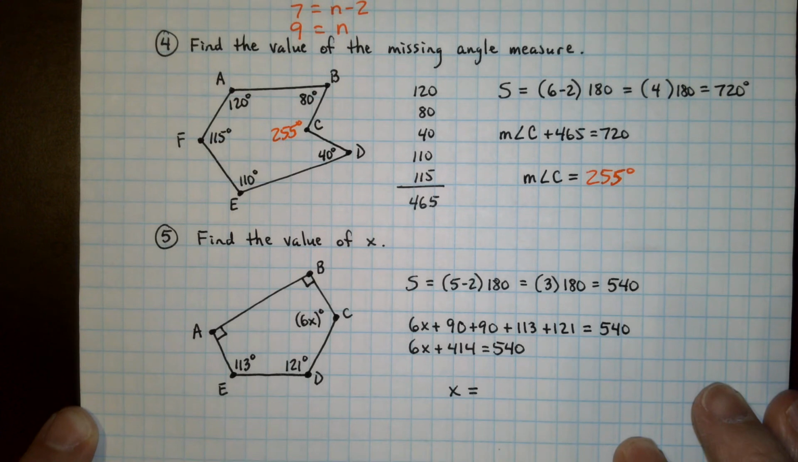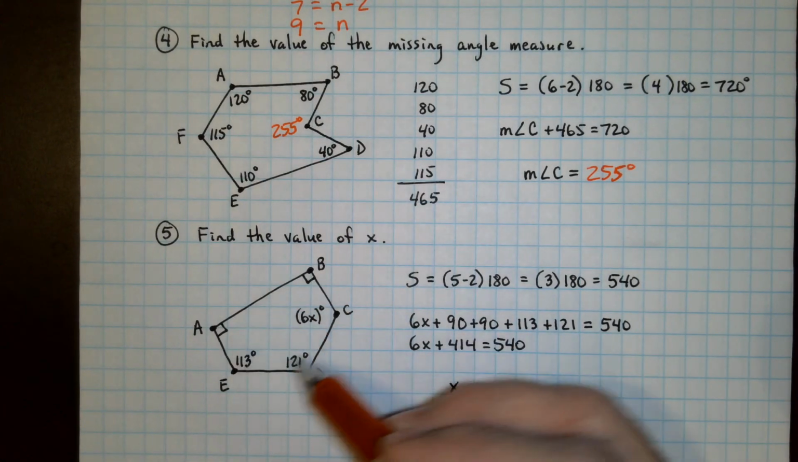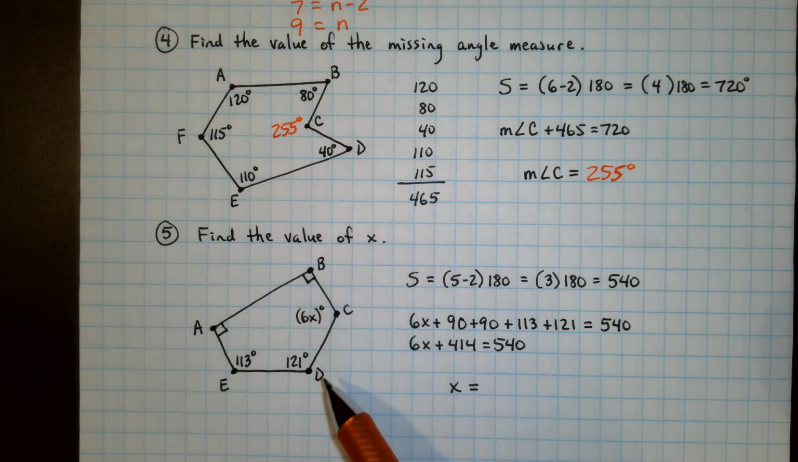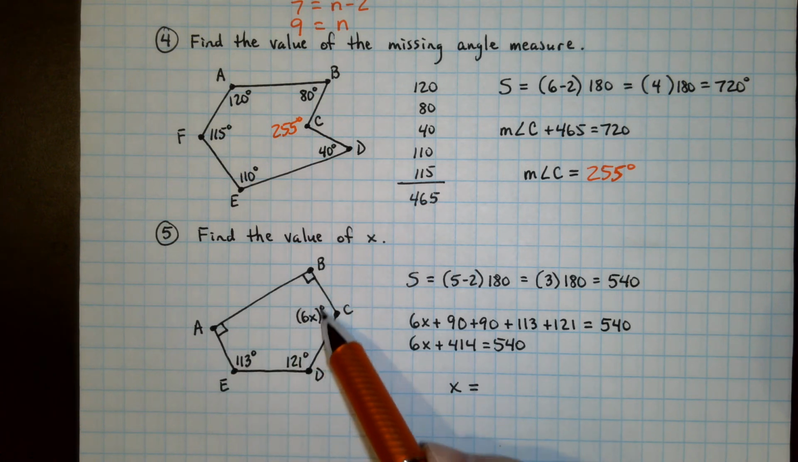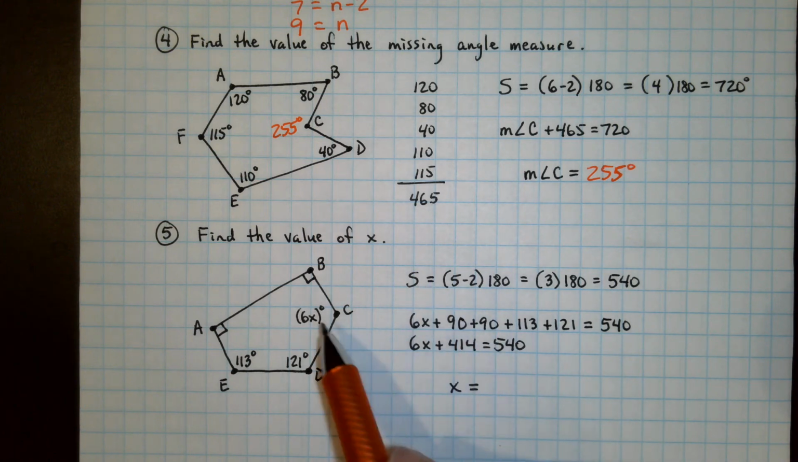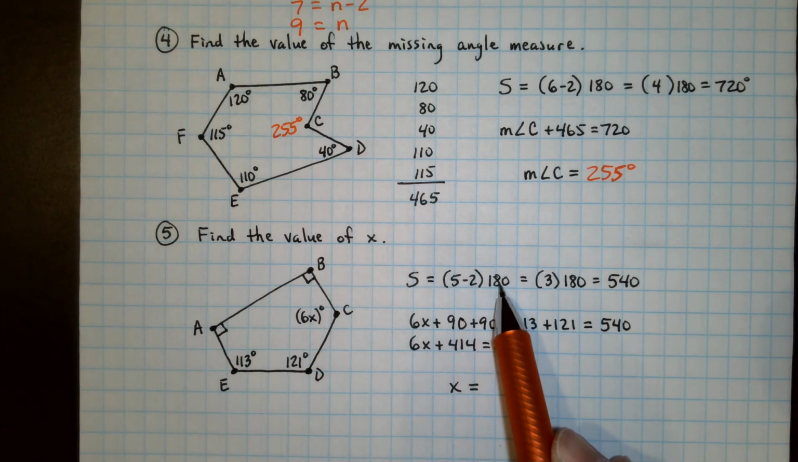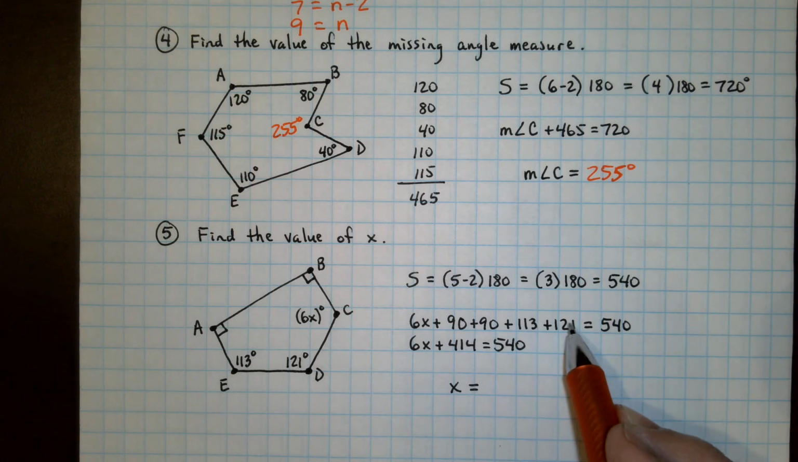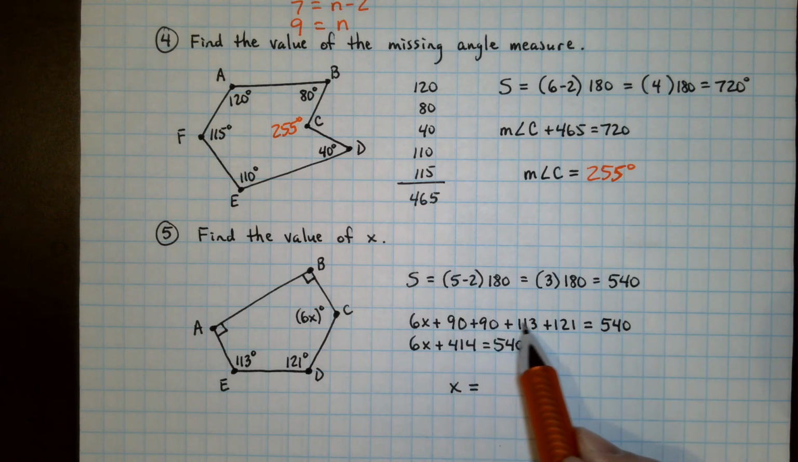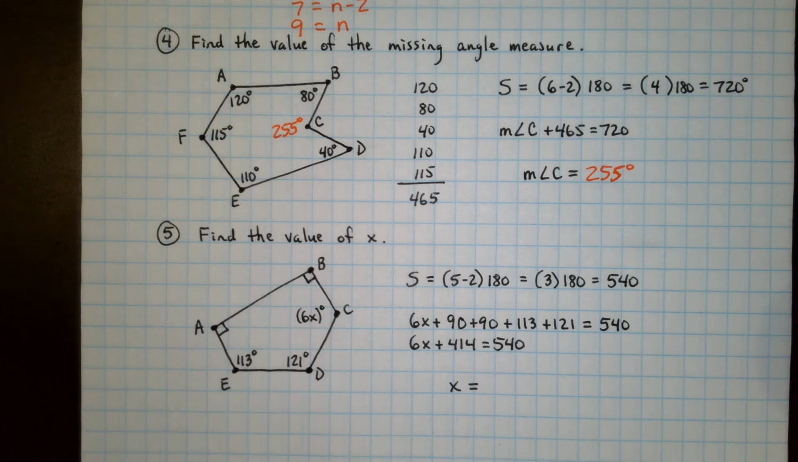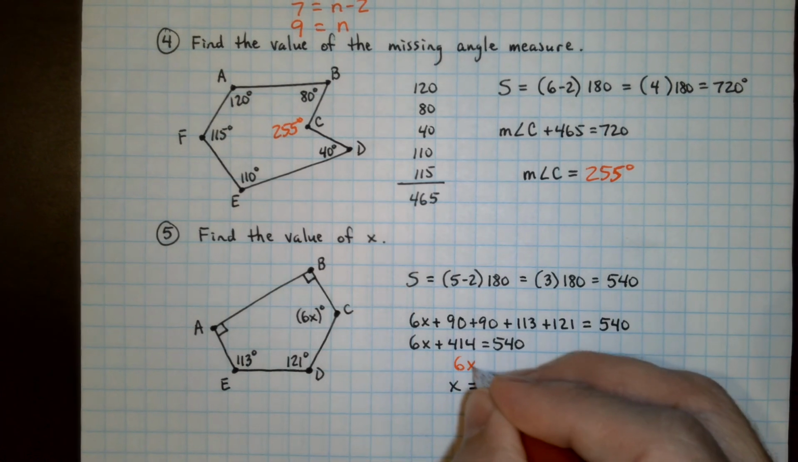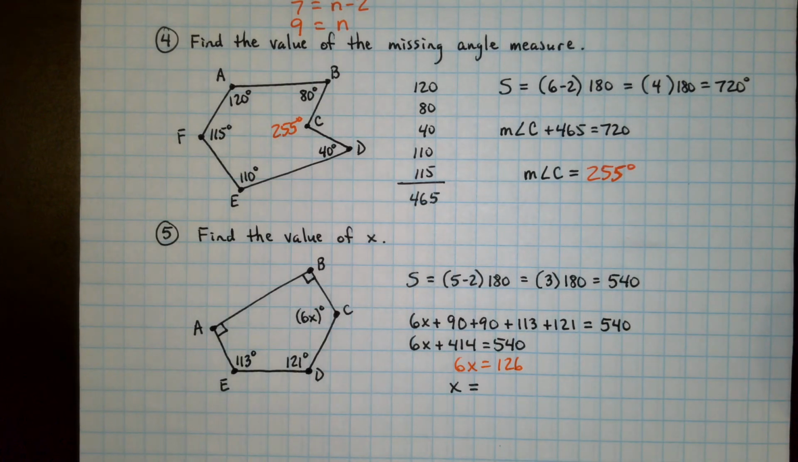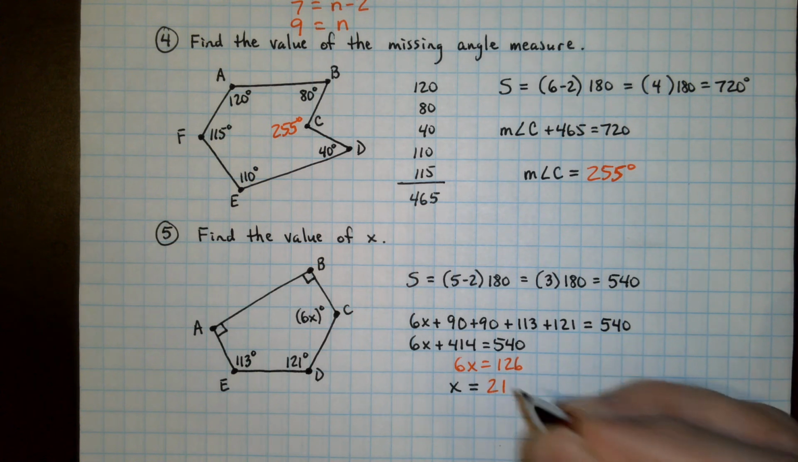Well, we can go a little further and we can do some algebra with it. In this pentagon, I've got these two right angles. I have these two given with numbers, and then I have an expression here. The sum, if it is a pentagon, would be 5 minus 2 times 180, which gives me 540 degrees. And I would take all of the angles, including the 6x, and they would add up to 540. These values add up to 414. I would subtract, 540 minus 414 is going to be 126. And then divide by 6. And you're going to get your x value is 21.